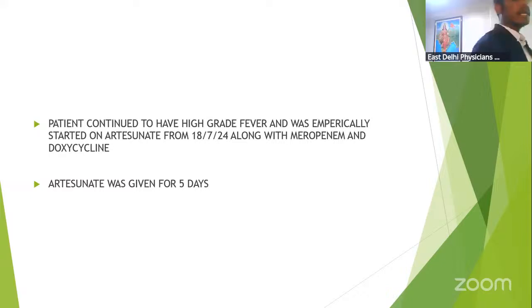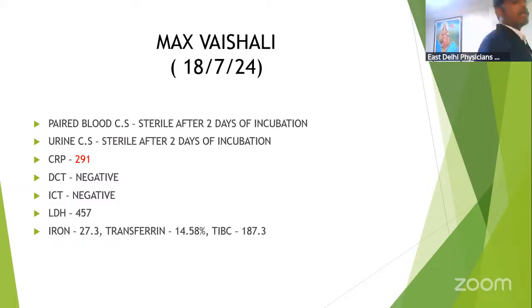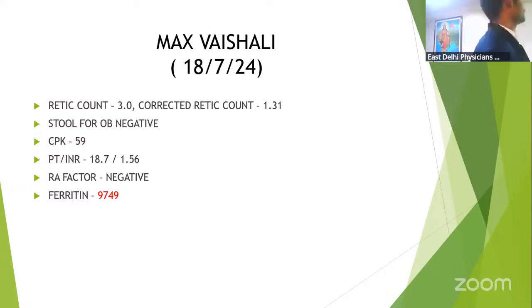The patient continued to have high-grade fever and was empirically started on artesunate from 18th of July along with meropenem and doxycycline. The next day, both the cultures came sterile. The CRP mildly dropped from 390 to 290. Others were negative. The iron study showed a picture of anemia of chronic disease. The stool OB was negative. Because of the chronic and severe body ache, the CPK levels were also sent, which were largely normal. The RA factor came negative, but the ferritin came as high as near 10,000.